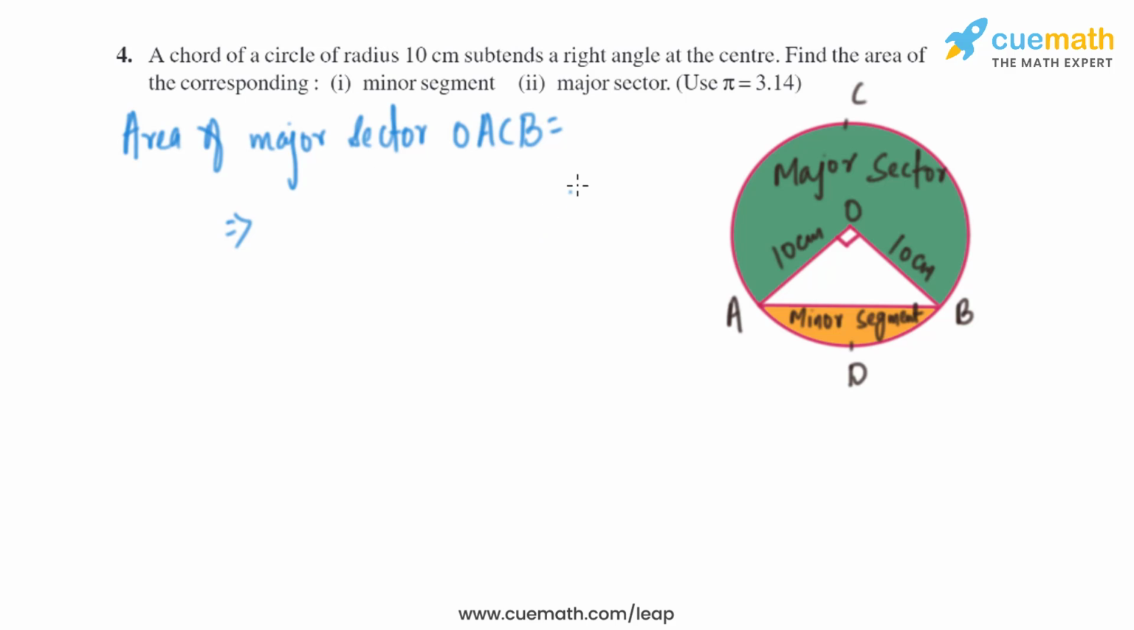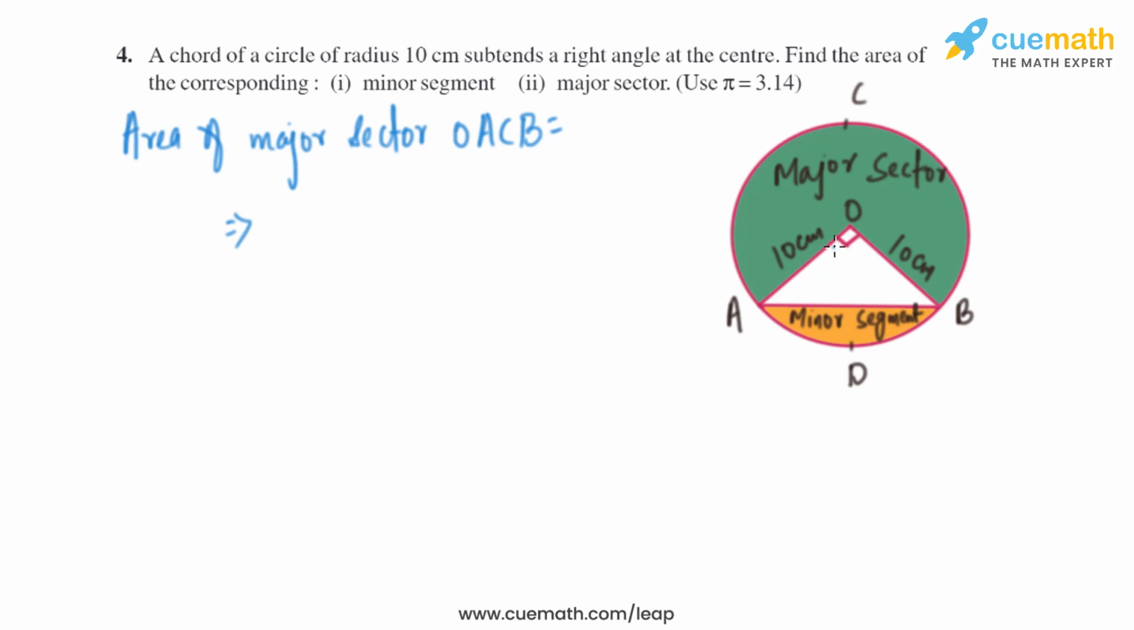Question 4 of this exercise says a chord of a circle of radius 10 cm subtends a right angle at the center. Find the area of the corresponding minor segment and major sector. Use pi equal to 3.14.